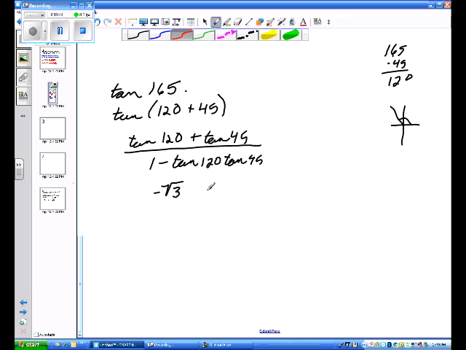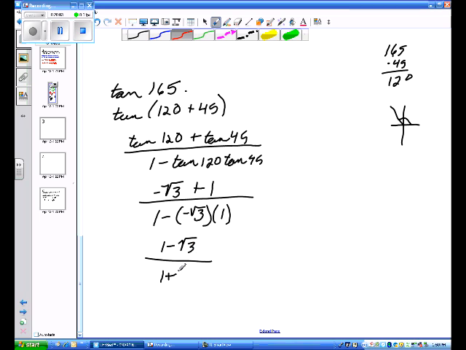But we're in the second quadrant, so it will be negative. The tangent of 45 is 1 over 1 minus negative square root of 3 times 1. So I'm going to switch these around and call this 1 minus the square root of 3 and this would be 1 plus the square root of 3, a negative times a negative. Now, some books will let you leave it in that form. Others will tell you that you need to rationalize.